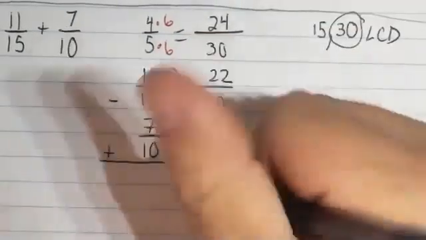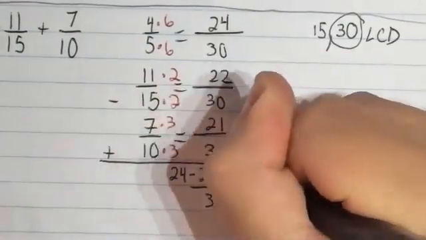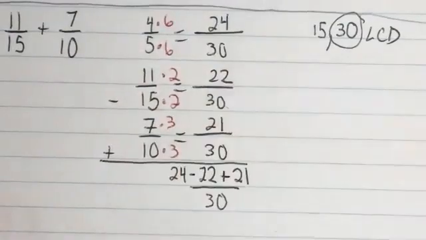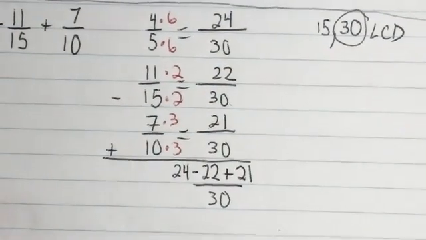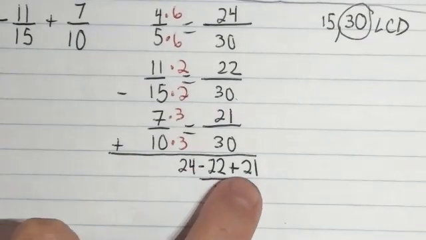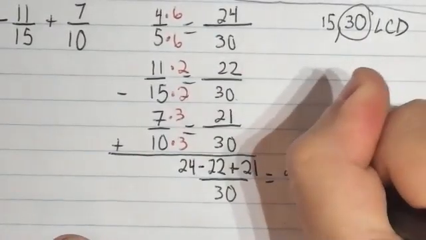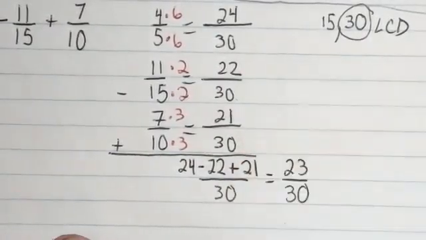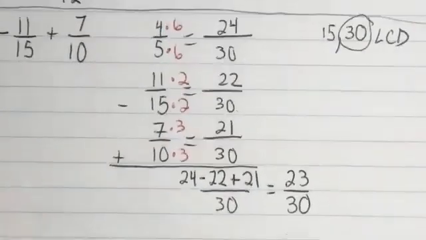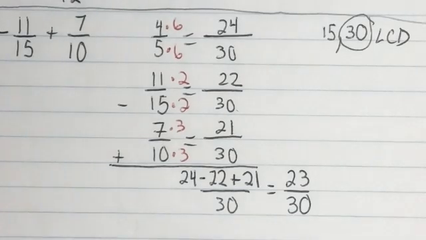And again, what I'm doing here is I'm basically doing this. 24, take away 22, and then adding 21. So what's 24 take away 22? That'll give me 2. And then I go 2 plus 21. 2 plus 21 is 23. And then the only thing I would say is just check to see, can I reduce 23 over 30? Is there a number that will go into both 23 and 30? And the answer is there is not.